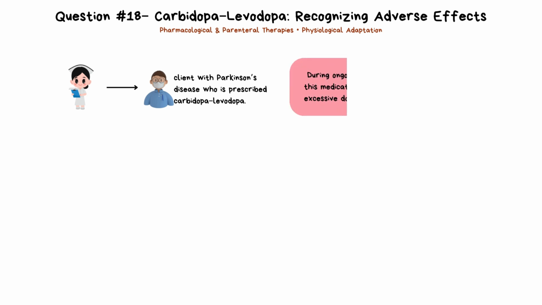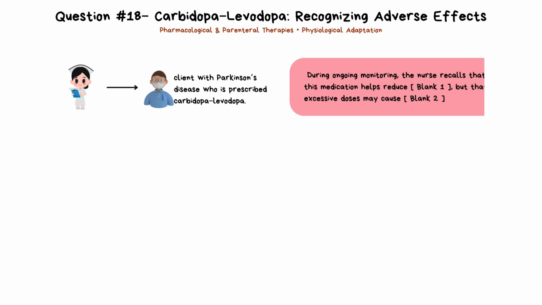Here's a drop-down Cloze-style question on one of the key medications used in Parkinson's disease: Carbidopa, Levodopa. Scenario: the nurse is caring for a client with Parkinson's disease who's prescribed Carbidopa, Levodopa. During ongoing monitoring, the nurse recalls that this medication helps reduce blank 1, but that excessive doses may cause blank 2.